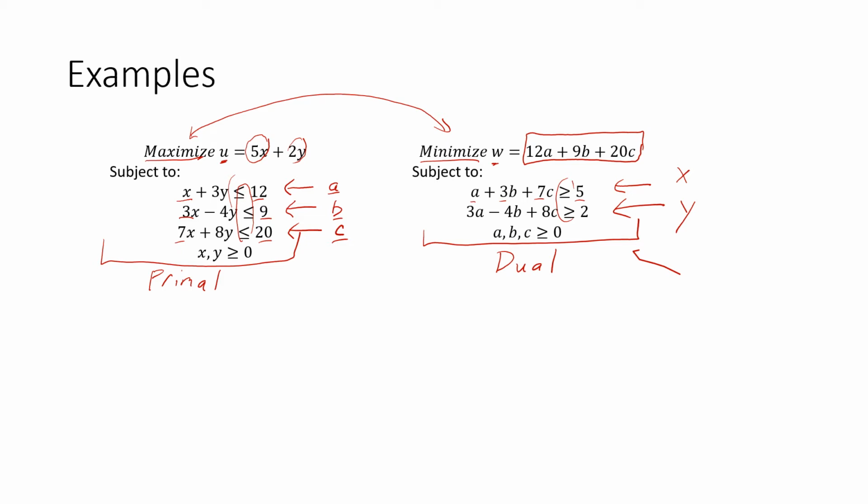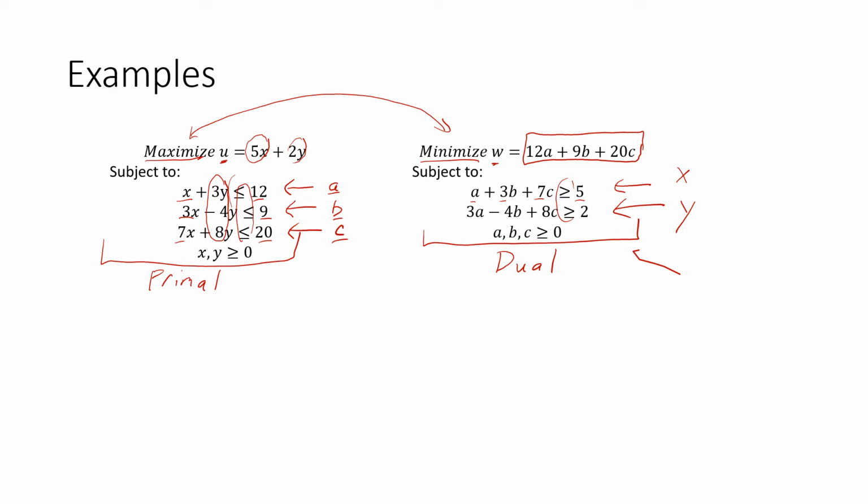What are the coefficients? 3, negative 4, and 8. Those are the three coefficients in our primal constraints. So you can see this is how to create the dual from the primal.